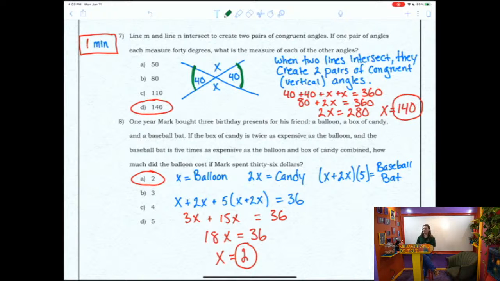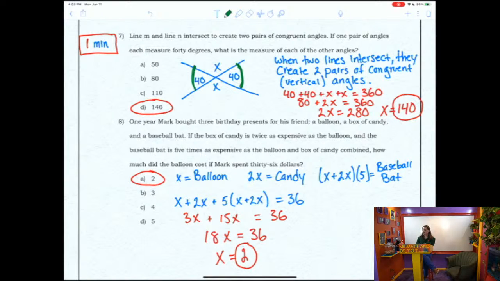So we know that 40 degrees plus 40 degrees plus x degrees has to be equal to 360 degrees. Adding 40 plus 40, we get 80. X plus x is 2x. Subtracting 80 on both sides, we're going to get 2x is equal to 280. And then dividing by 2, we're going to get x is equal to 140. So each of the other angles has to have a measure of 140 degrees, which is answer selection D.